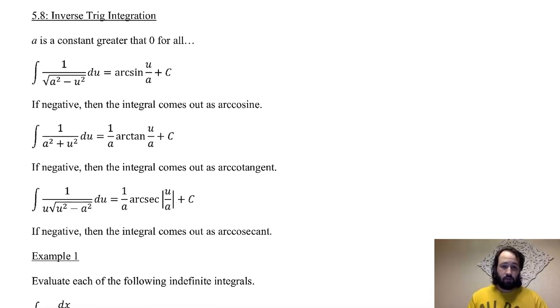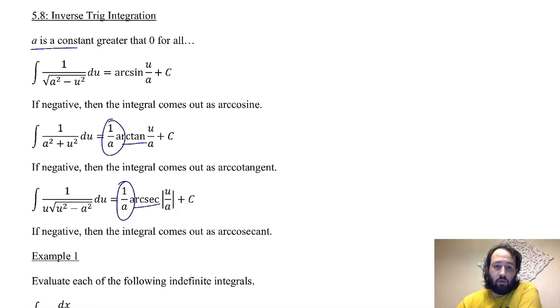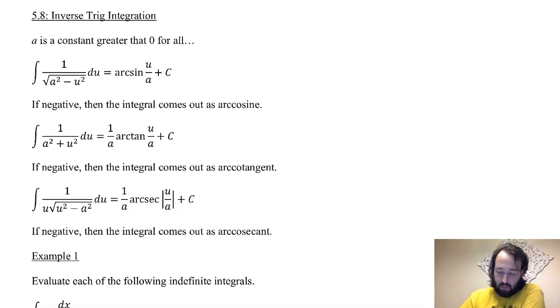Okay, getting on to inverse trig integration. These essentially go along with our inverse trig derivatives, right? It's just the same thing but backwards. But here we have some constant a as well that's going to be coming into play. Notice for arctangent and arcsecant, there is a 1 over a out front involved as well, but not for arcsine. Okay, so these are our derivatives. These are the things that we're going to be looking for. These are the patterns that I'm going to be looking for.